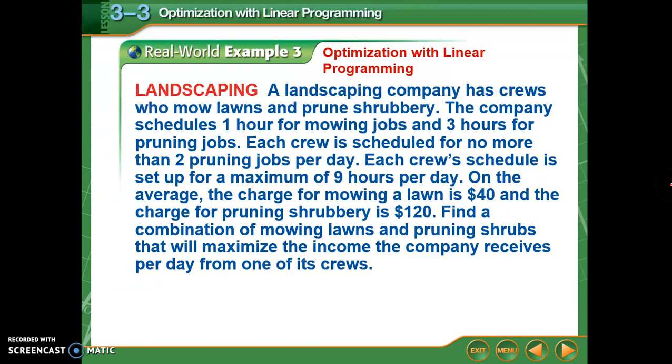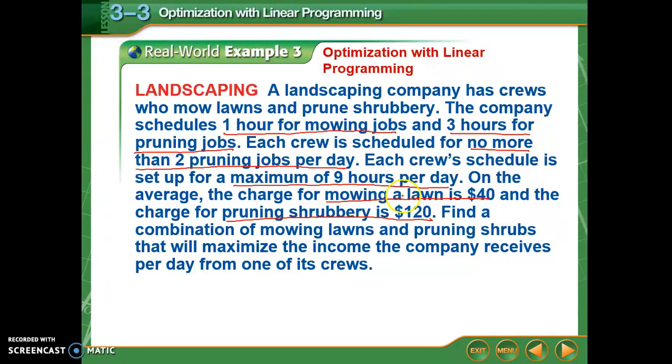Let's look at our pertinent information here. I've underlined the things that it looks like we're going to use to write our system of inequalities and our function. So we know that the company needs 1 hour for a mowing job and 3 hours for a pruning job. Each crew cannot do more than 2 pruning jobs per day, and they can have a maximum of 9 hours per day. All of that is going to have to do with my inequalities.